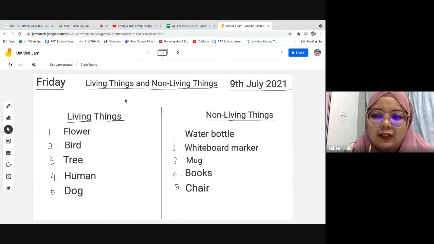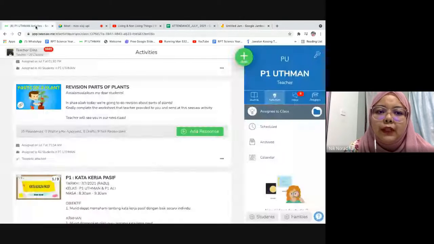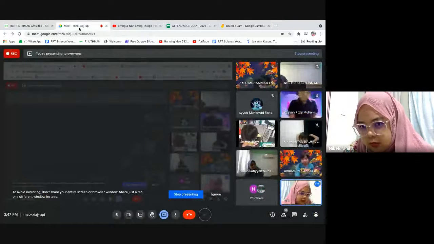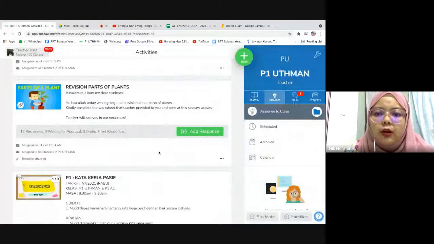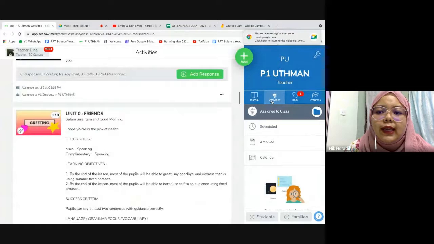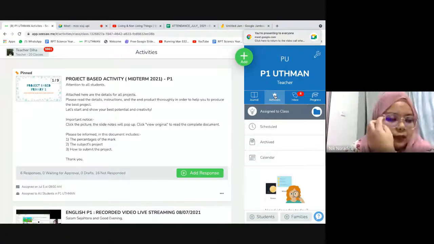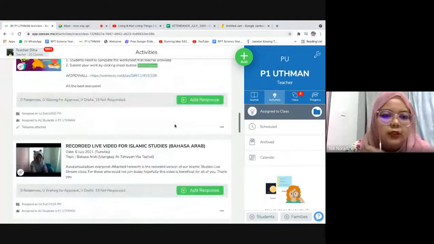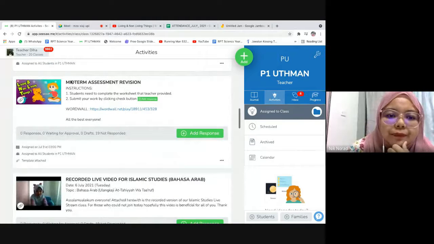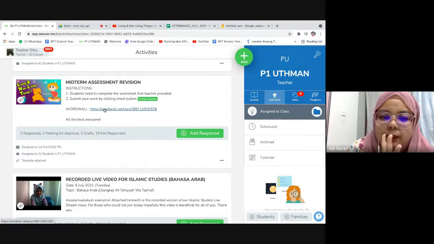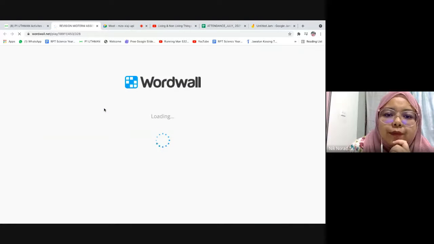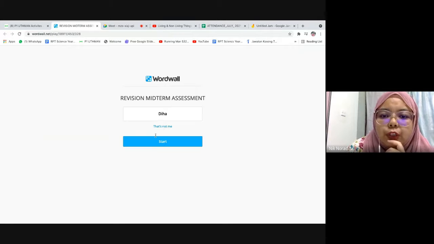If you're done in your book, what you have to do is open your Seesaw activities. Teacher already scanned the book for you. You can do these activities, all right? The midterm assessment, teacher included this activity with the worksheet, and also this one. Do not turn on the microphone. Listen to teacher first.